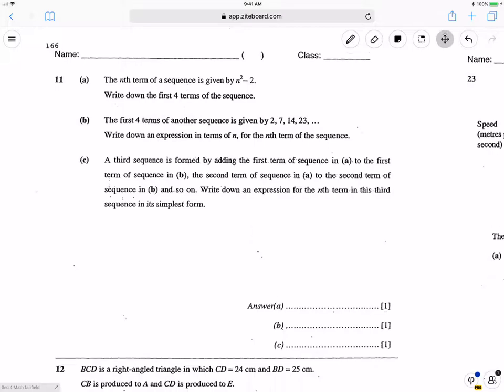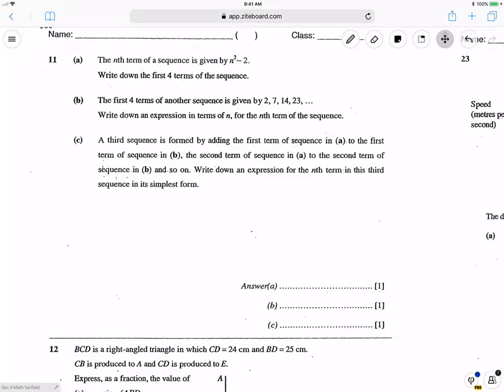Oh, okay. This type of question. Do you all have an answer for this? 11. Okay, wait, let me check. 11.